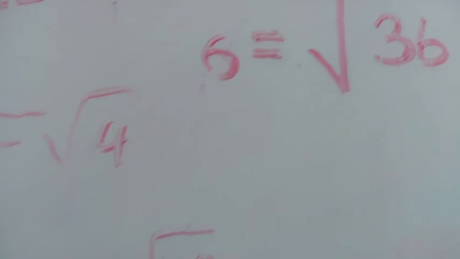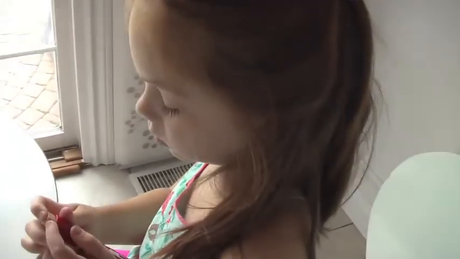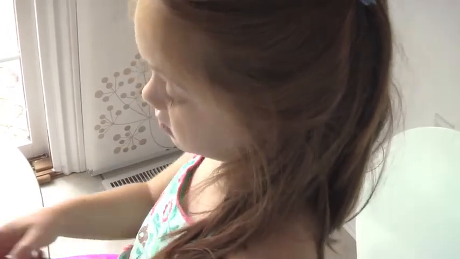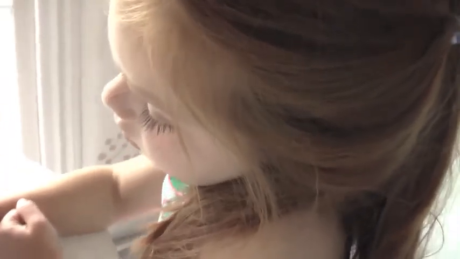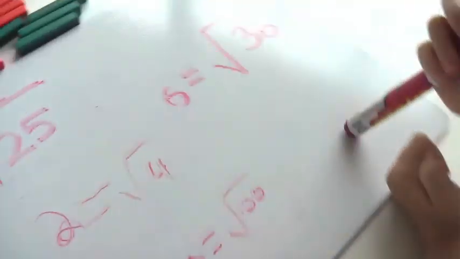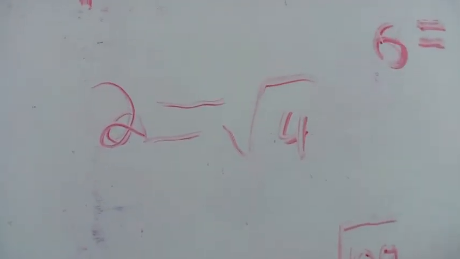So square root just means what, sugar? We're talking about a square. It means tell me one side. Side. There you go. We're talking about a square. Tell me one side of it. That's it.